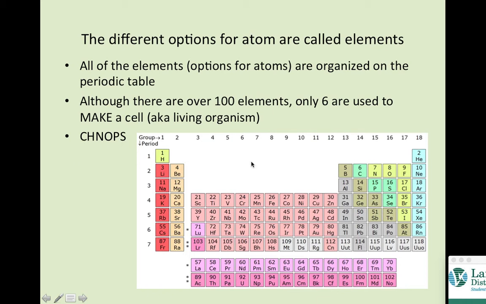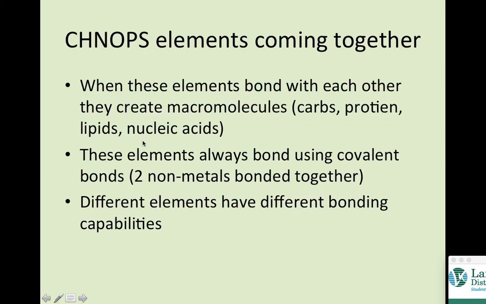So carbon, which is right here. Hydrogen, which is right here. Nitrogen, which is right here. Oxygen, which is right here. Phosphorus, which is right here. And sulfur, which is right here. If you notice, all of these are non-metals. So to build a cell, not to run a cell, but just to build a cell, we don't need any metal. We only need non-metals, and those are the 6 elements that we need to build the cell.